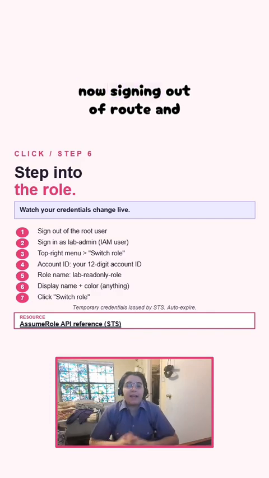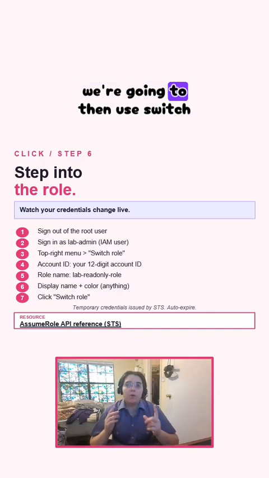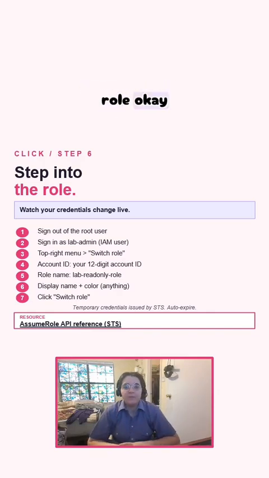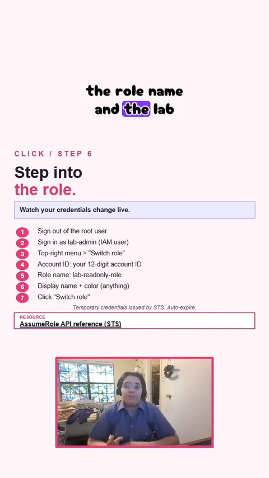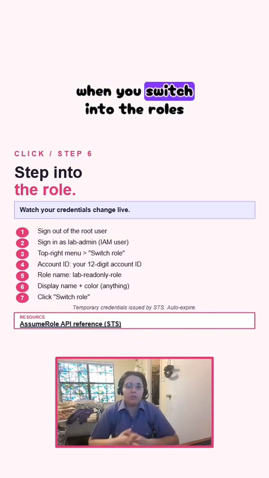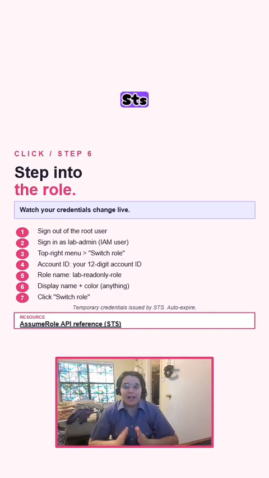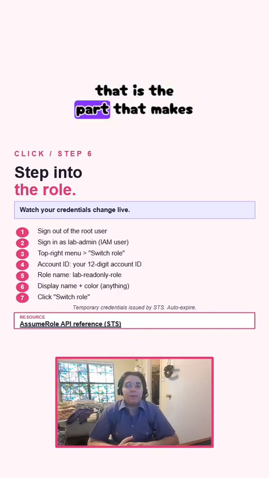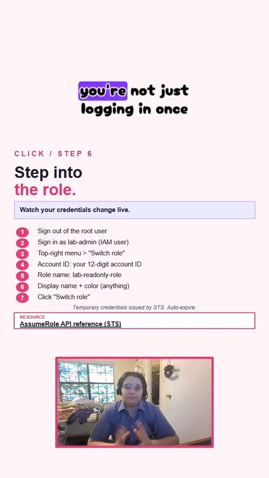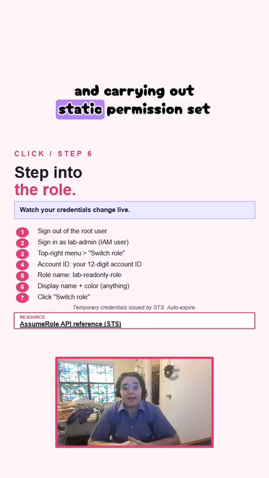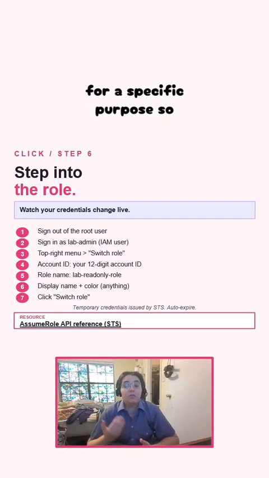Now, signing out of root and signing in as the IAM user you created, we're going to then use switch role, okay? What you'll do is enter your AWS account ID, the role name, and the lab read-only role. When you switch into the role, AWS gives you temporary credentials through STS. That is the part that makes roles click, all right? So you're not just logging in once and carrying a static permission set forever. You are stepping into a specific access context for a specific purpose.